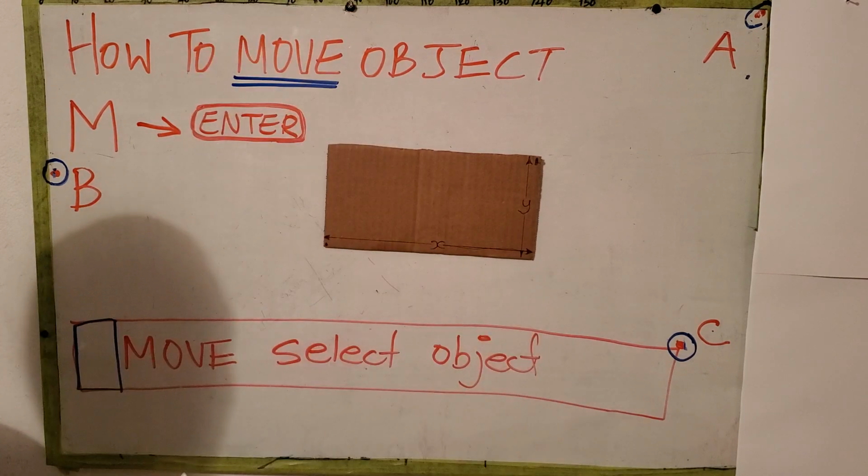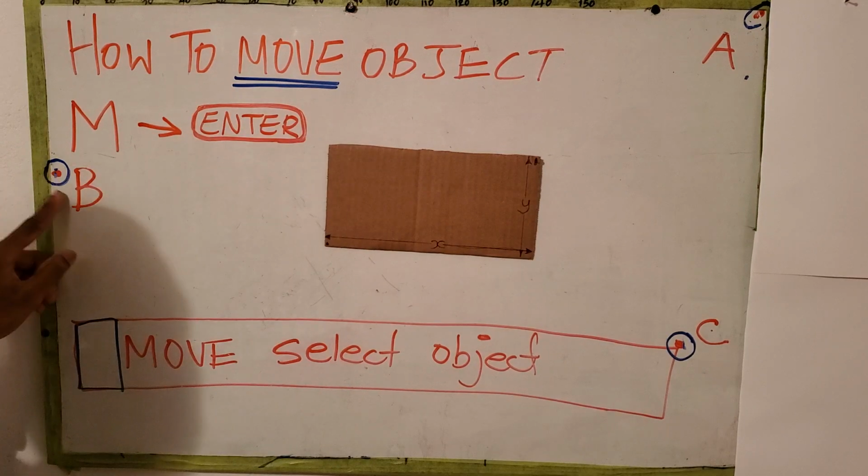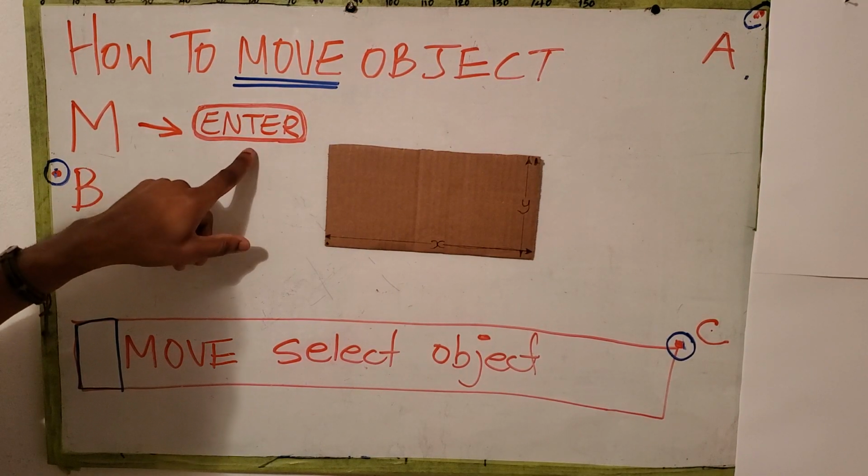So let's go again. I now wish to move this object from here to point B. I would first type M, followed by the enter key.